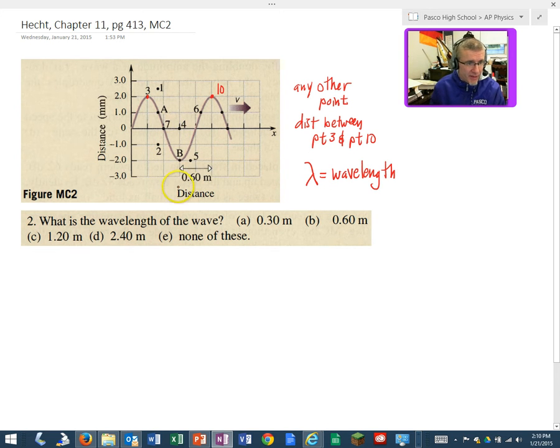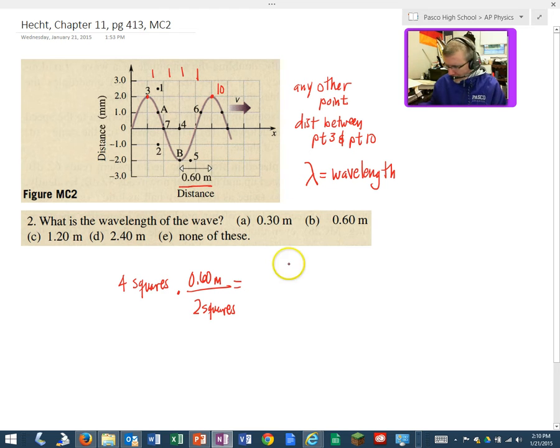Now, in physics, we're going to use that for the wavelength of a wave. So between point 3 and point 10, the key is noticing that 2 squares is 0.6 meters. So if I count 1 square, 2 square, 3 square, 4 squares, but I know that it is 0.60 meters for every 2 squares. I can do this quick multiplication here, 4 times 0.6 divided by 2 equals 1.2. So the wavelength here is going to be 1.2 meters. And that leads us to choice C.